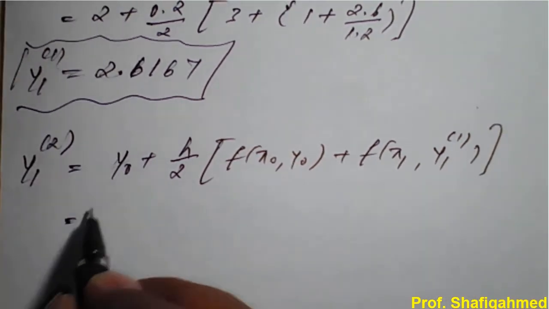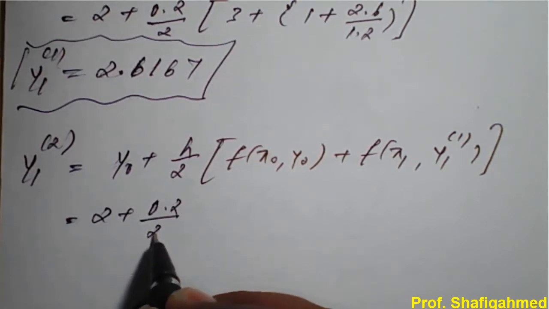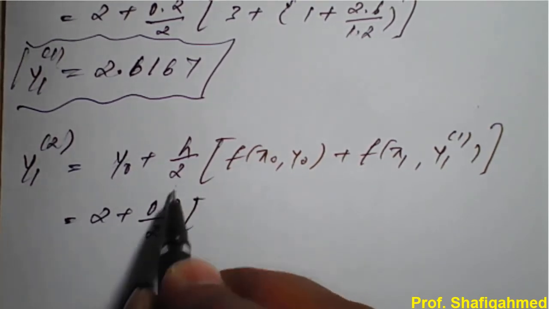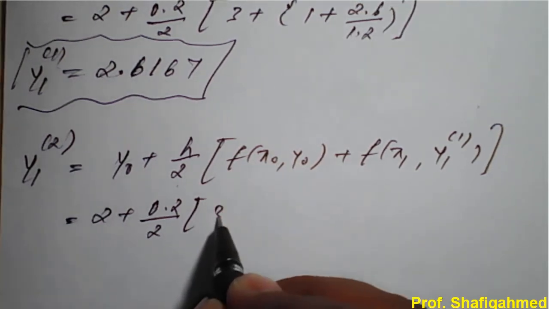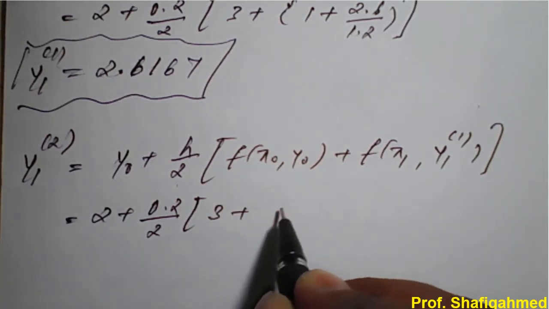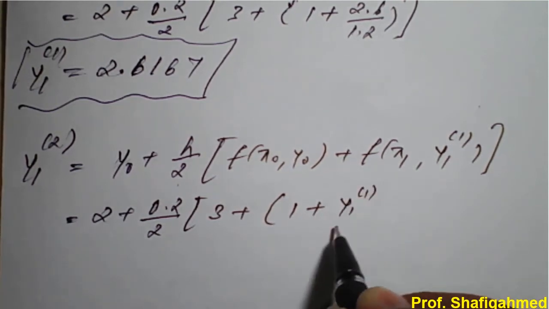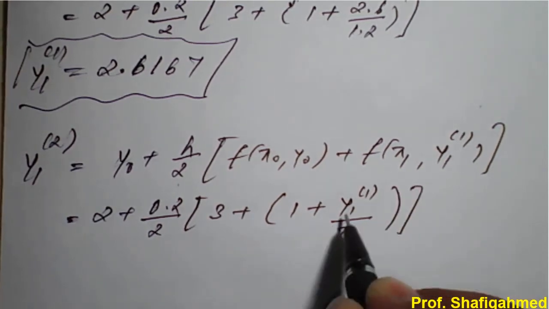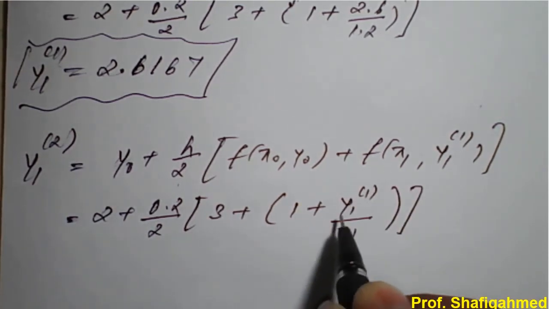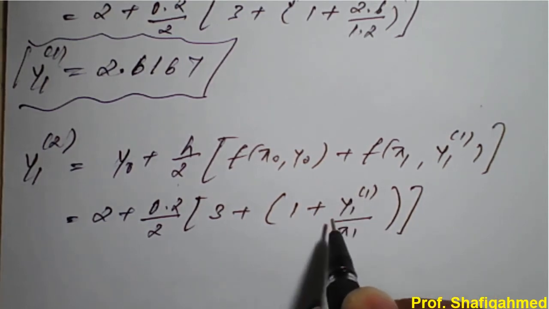So we'll replace the value. y0 value is 2, h is 0.2 upon 2, divided by 2 already from the formula. f of x0 comma y0 we have calculated, it is 3, plus here the formula is 1 plus y1 of 1 divided by x1. So this we need to collect from the given question. What is y dash? So from there, whatever they will give, we'll replace here.